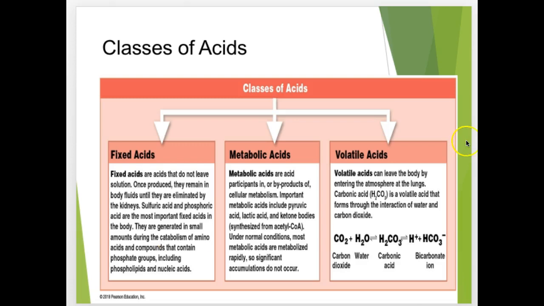And then your volatile acids. So these can leave the body, entering or exiting the atmosphere at the lungs. This volatile acid part is what we're really going to focus on today, because we're going to be talking about respiration, or we already have covered a little bit of respiration with CO2 and water going to carbonic acid, then to bicarbonate ion and a hydrogen ion. So that's where we're looking today.